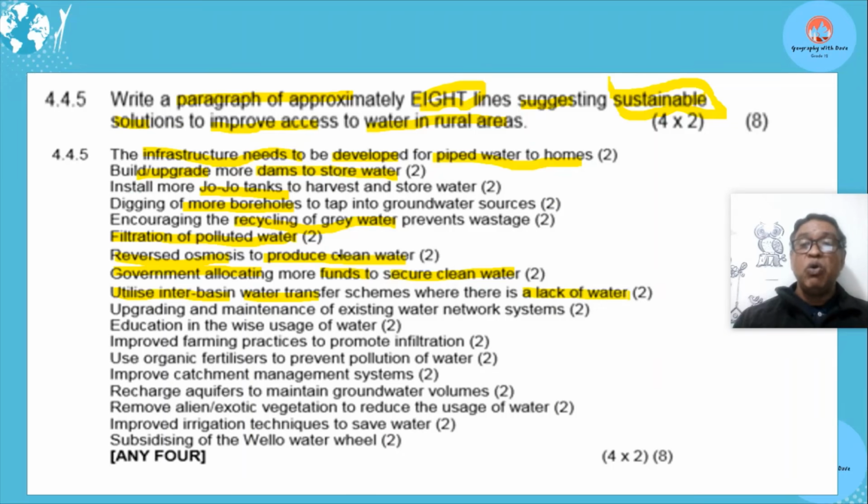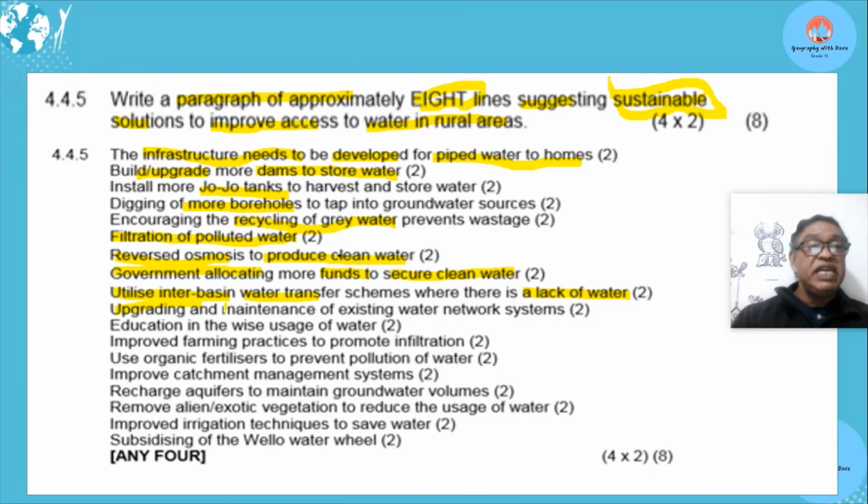Now, you know already that in grade 11, you had the water transfer schemes where you moved water, like the Vaal-Tugela, where the water was moved from the Tugela River to the Vaal River. Okay, so water was moved in that way. So Tugela River has a lot of water supply. It moves to the Vaal River, and it can supply areas. So using interbasin water transfer schemes to supply areas with a lack of water.